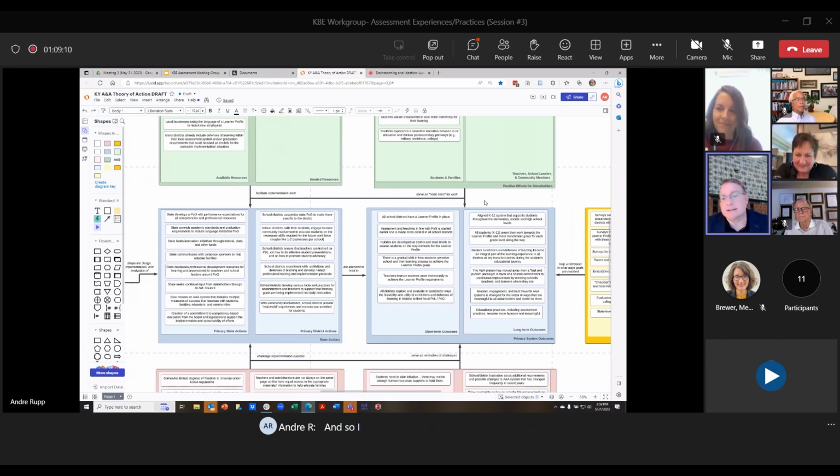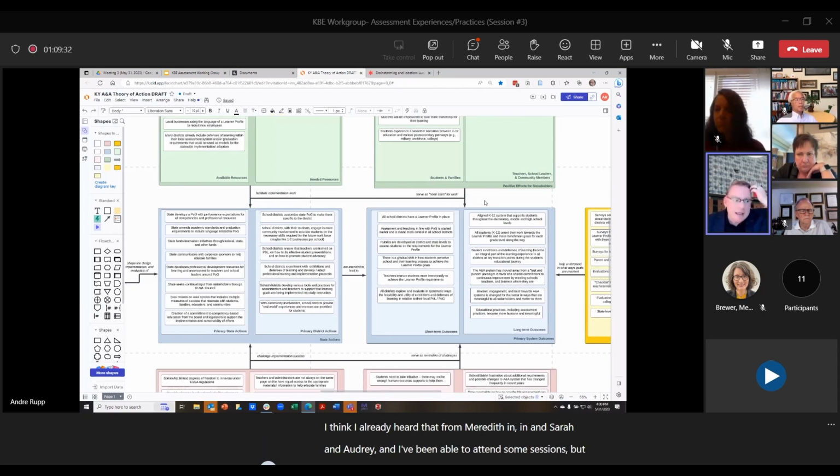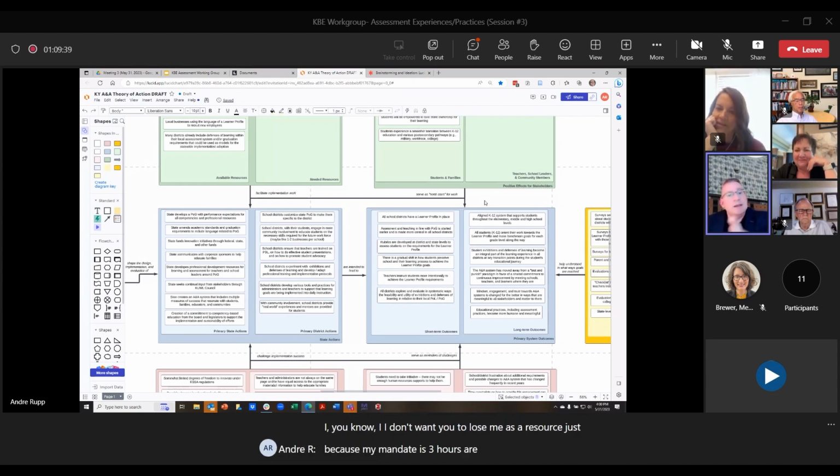And so it's a process, right? Johnny always says coherence is a process. I love that. And so I'll ask you that in a survey as well. And I hope that finally, we're going to be working together a little bit across the committees. I already heard that from Meredith and Sarah and Audrey, and I've been able to attend some sessions, but I don't want you to lose me as a resource just because my mandated 3 hours are up. If there are things that I can contribute to this work that you find valuable, or you want to ask me a question, I'm always here.